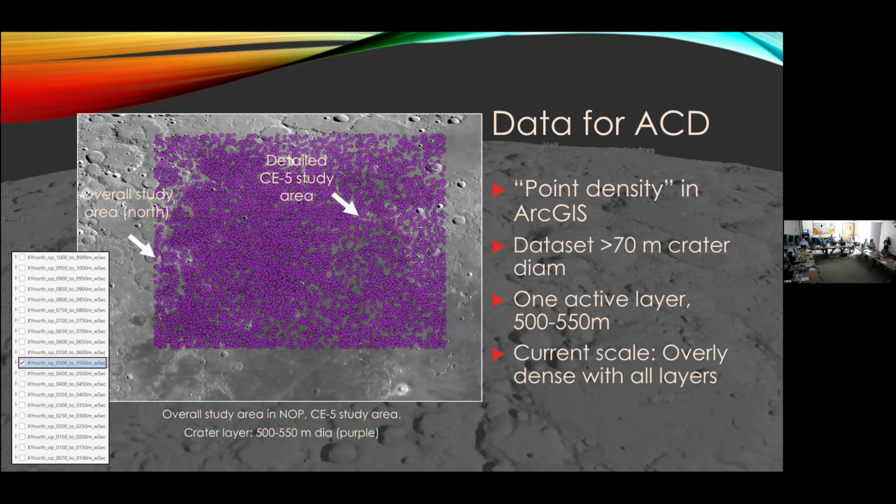So let's look at some of the data here. This is the study area in northern Oceanus Procellarum. And the purple dots include, this is one layer. I mentioned the layer cake. The layers are listed in the lower left on this slide. So what we're looking at here is only craters of size 500 meters to 550 meters. It just gets silly and overdense if you had probably 3 or more layers at a lower diameter size.